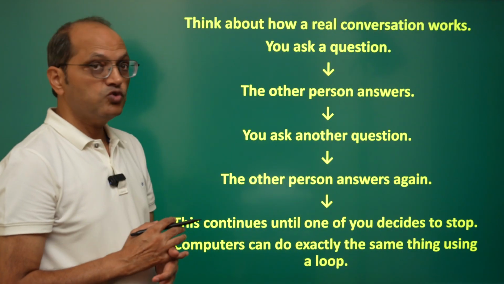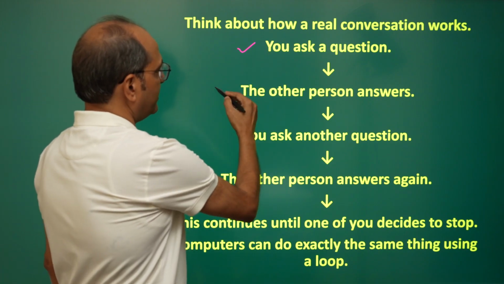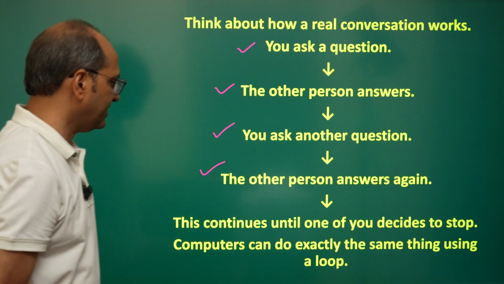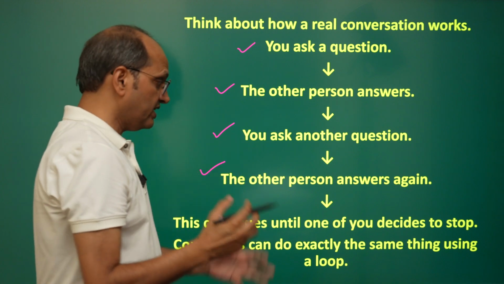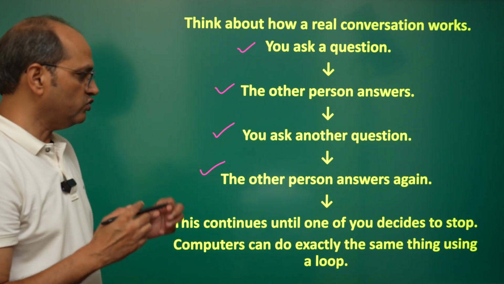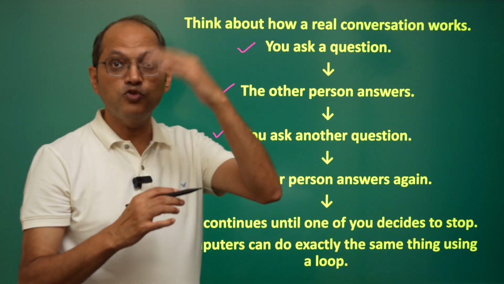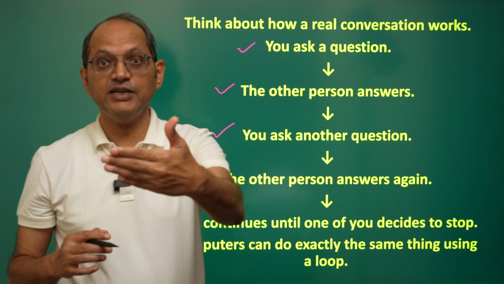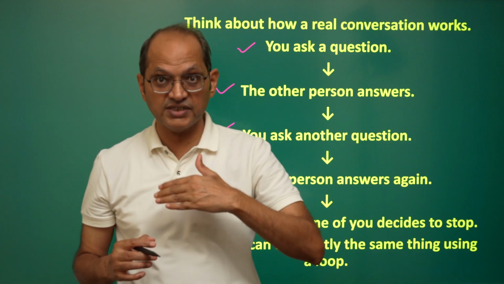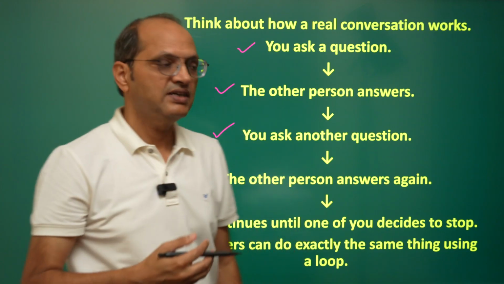So think about how a real conversation works. You ask a question, the other person answers, you ask another question, the other person answers. This continues until one of you decides to stop. Computers can do exactly the same thing using a loop. You ask the question, the AI model responds, then you again ask, the AI model responds, then you again ask, the AI model responds. So what is it? It is a loop.